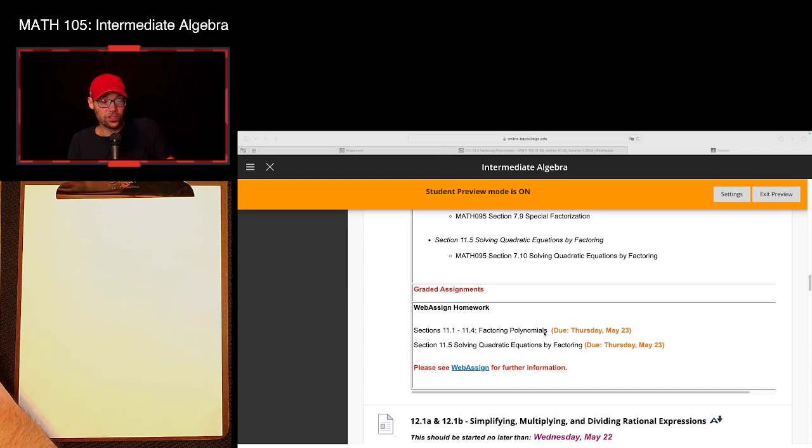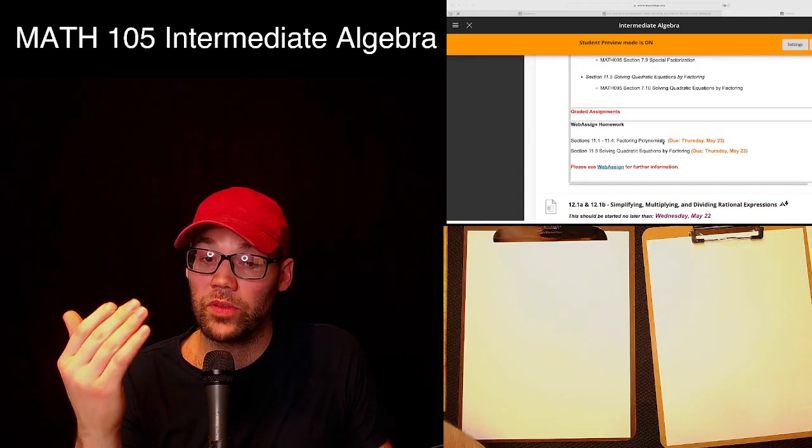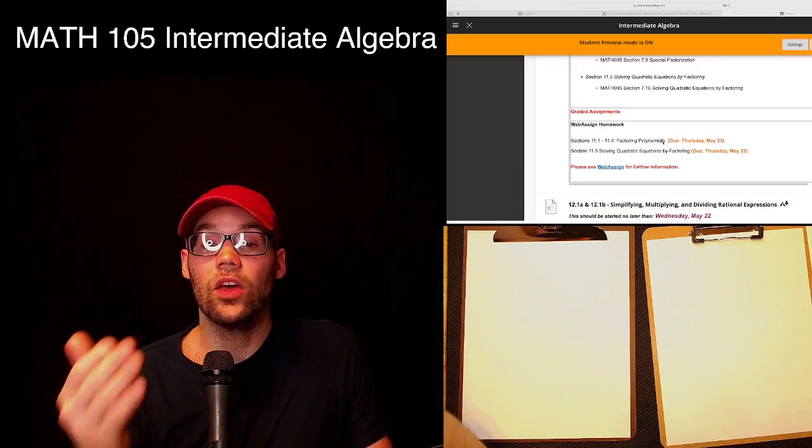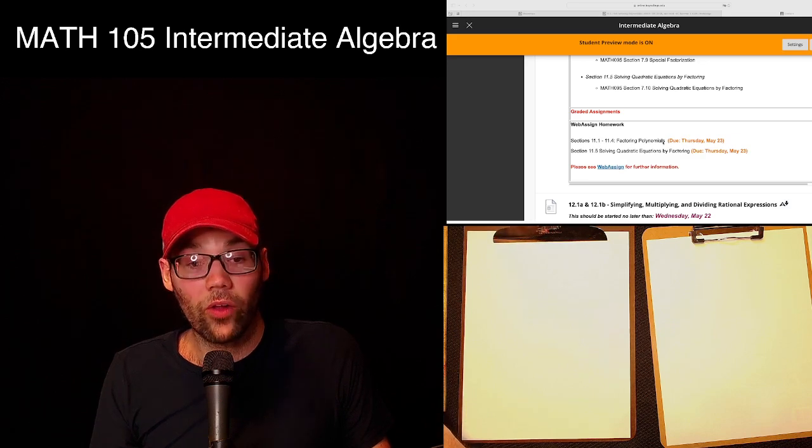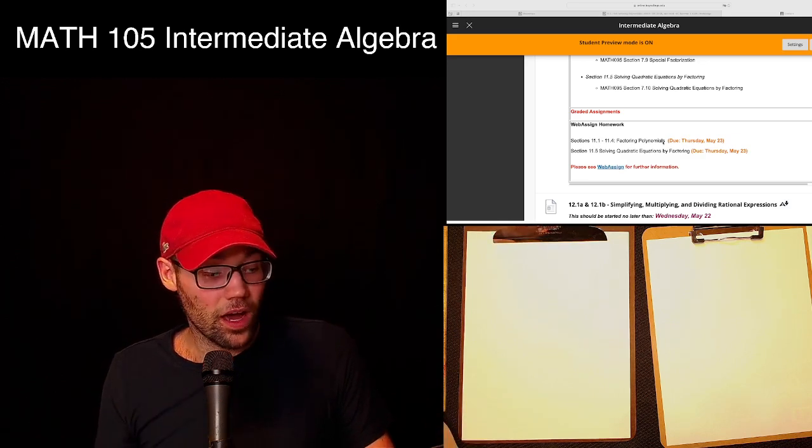So the first one is sections 11.1 to 11.4. That's not 4 different assignments. That's actually just 4 topics crammed into one assignment. And then we also have section 11.5, which is going to be solving quadratic equations by factoring. These are all skills that you are supposed to know before you even come into this class. So please make sure that you are well versed on these topics.